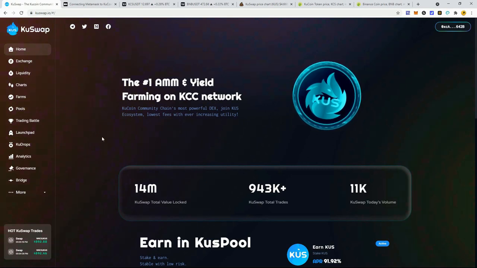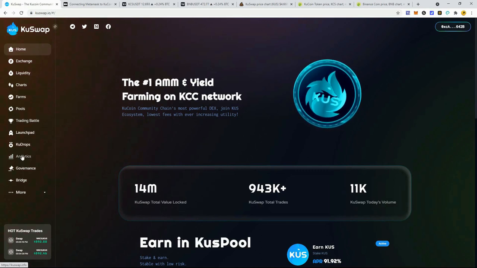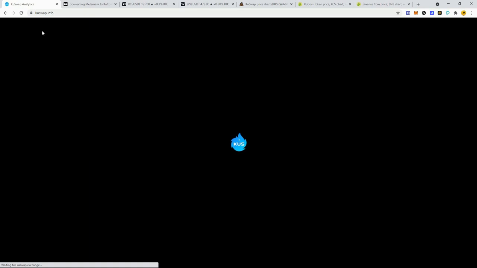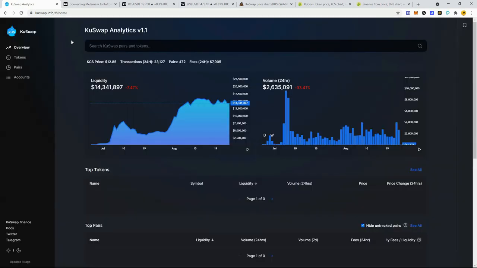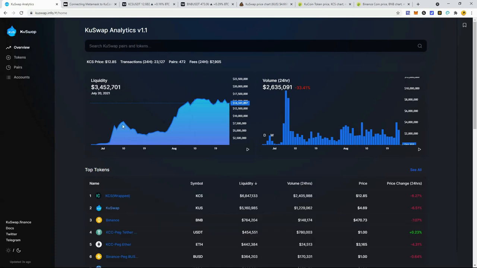The other positive is it's brand new and it's just starting out on the KuCoin Smart Chain. As you can see, this is the main DEX, the decentralized exchange, for the KuCoin Smart Chain, KuSwap. And you can see how it just started out here at the end of June. And the volume and liquidity has grown over time. And it's on a steady pace.